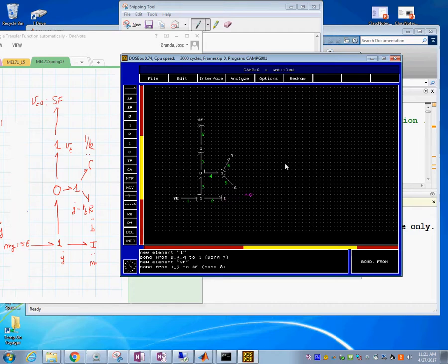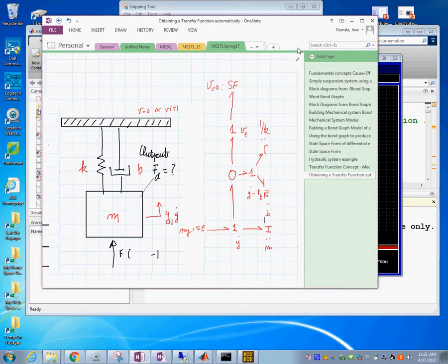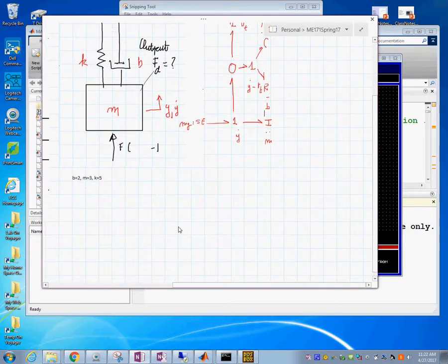What is important here is we wanted the force on the damper, so E sub 5 is going to be our output. Force on the damper is the output. So let's just define this in our notes over here to make sure that we are on the exact same page to obtain the transfer function. So we say the force on the damper is the output.